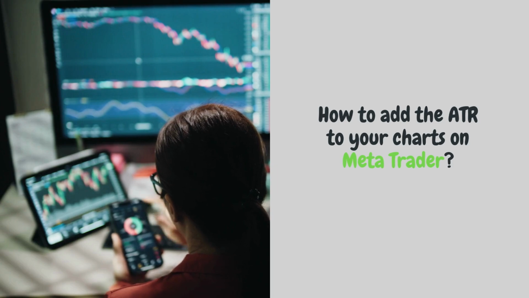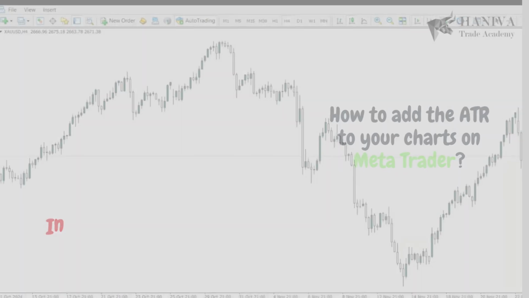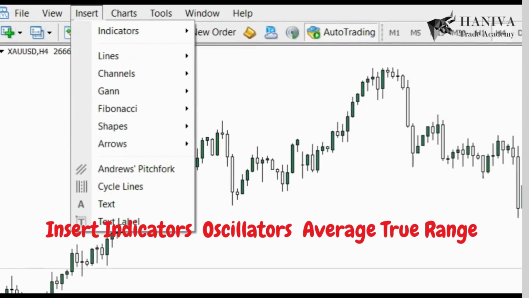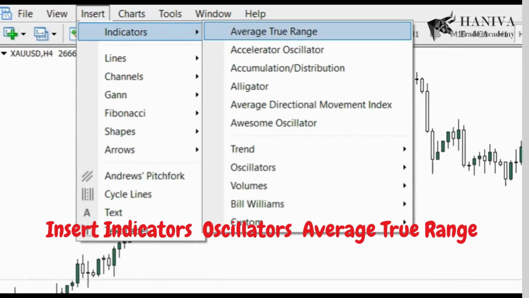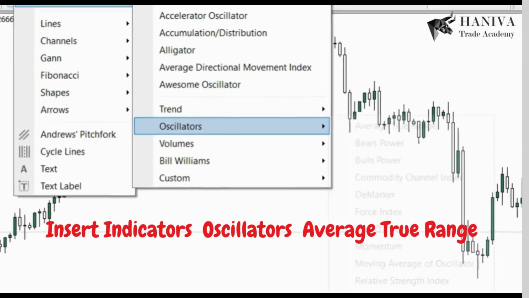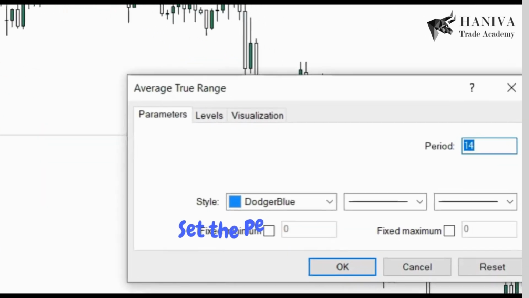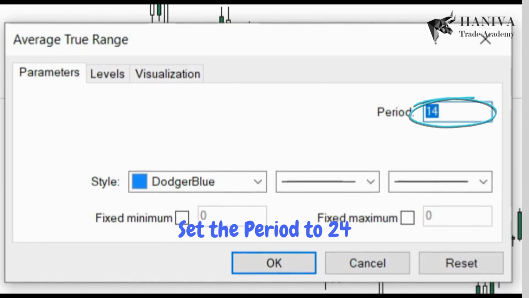How to add the ATR to your charts on MetaTrader. You can find this indicator in MetaTrader in the Insert tab under the Oscillators section. Set its period to 24.